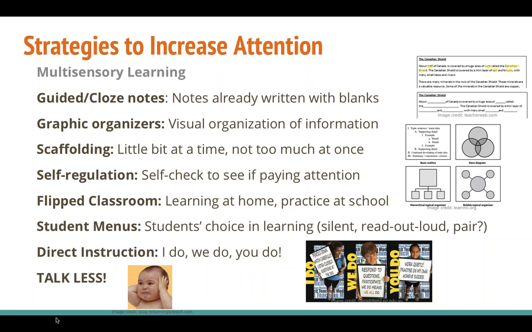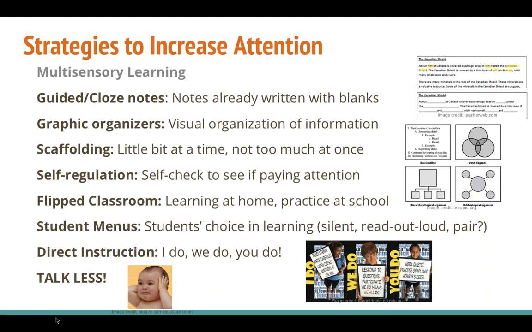Student menus: always having students choose gives them a feeling of ownership of their learning. So if they're reading, you can give them a choice. Do you want to do silent reading, read out loud, or pair reading? Different types of activities. Those are always great for students to feel like they are contributing or they're part of the learning.